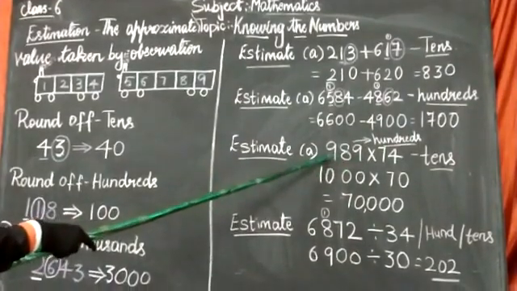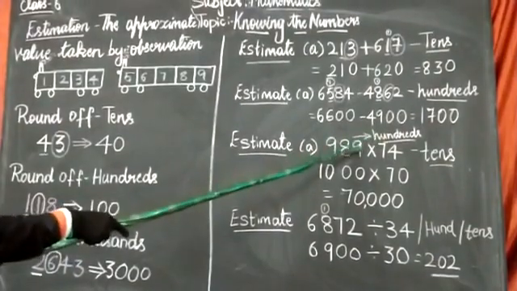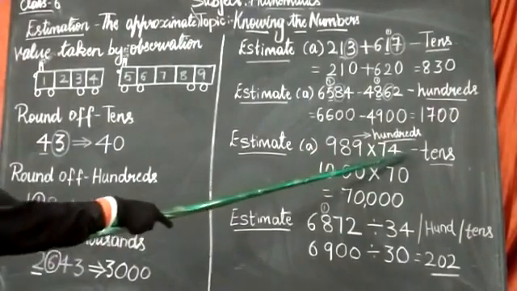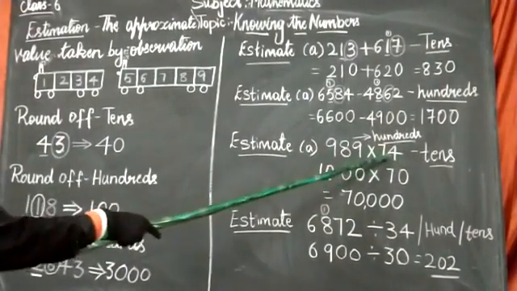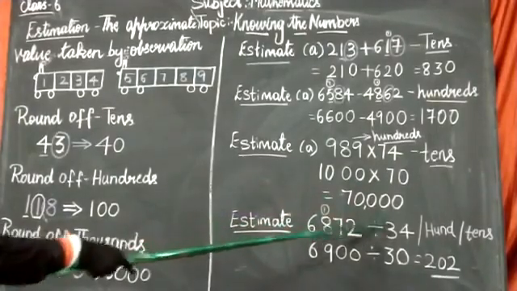Now, estimate multiplication. They have given 989. We should estimate to hundreds place. If we do estimation, we will get 1000 and 74. We should estimate to tens place. We get 70. So the answer is 70,000.